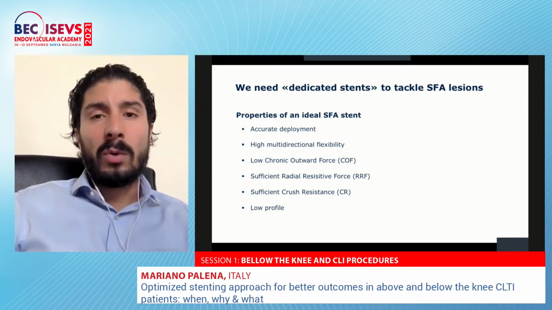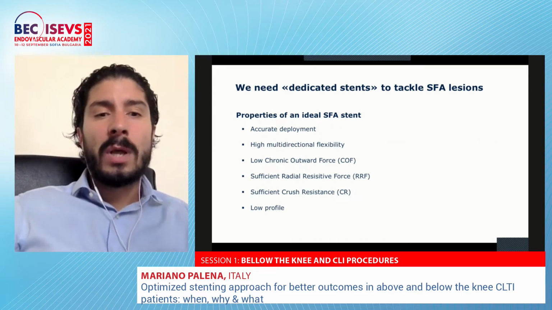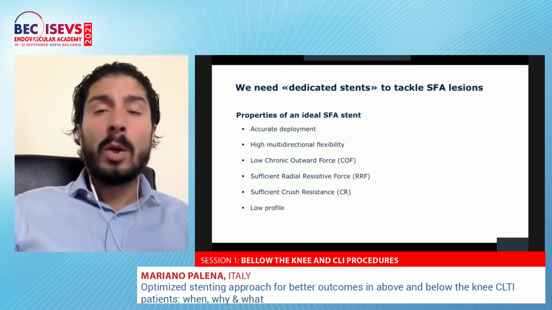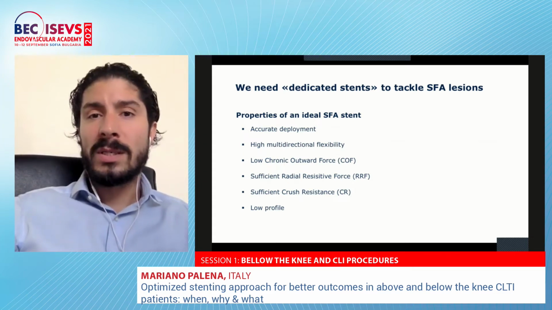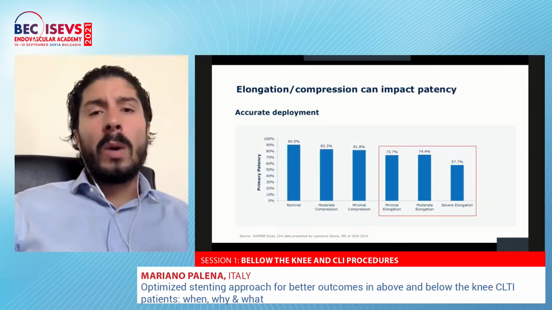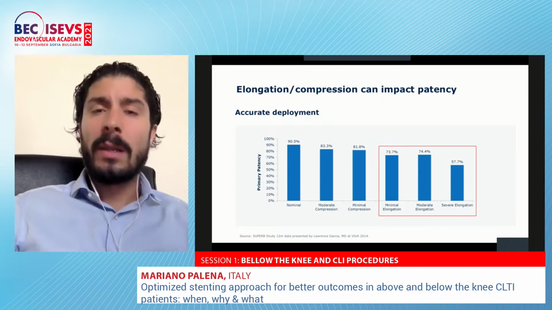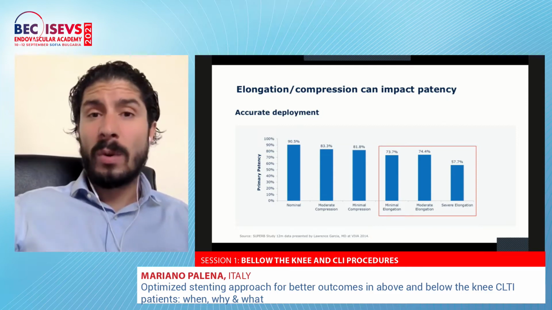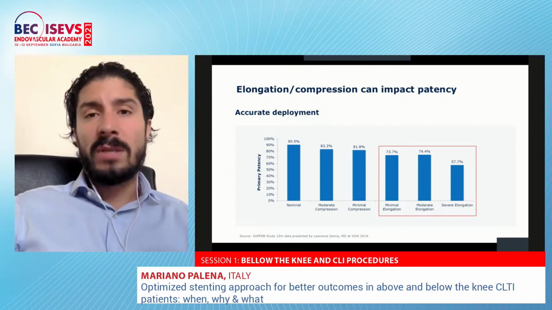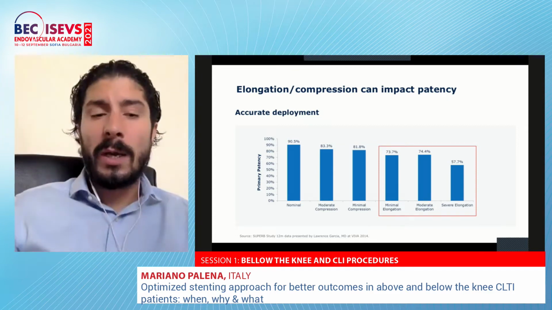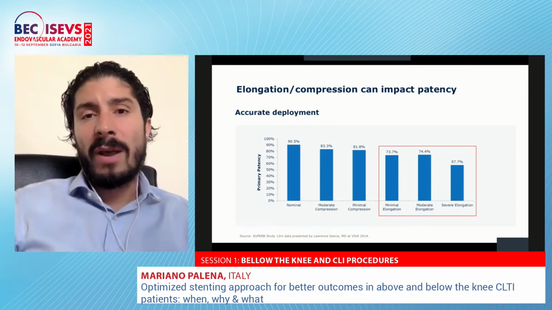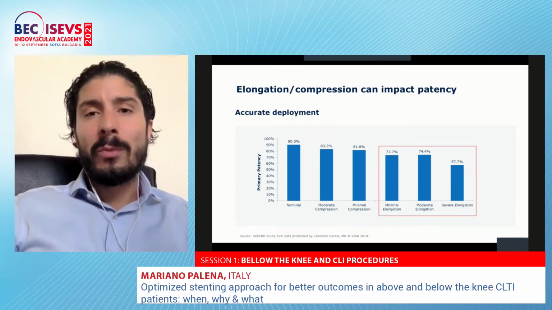For sure, flexibility, multidirectional flexibility. The previous speaker had been talking about the cuff, the radial resistant force, and the crush resistance. And another interesting thing is the low profile of the stent. So low profile and accuracy start to be something very interesting and necessary today. Elongation and compression can impact the patency. It was clearly explained during the previous presentation, and for sure everyone realized that if you do not achieve enough space, the stent remains compressed and elongated, and all the force, the crush resistance and the external radial resistance to compression can for sure be modified.